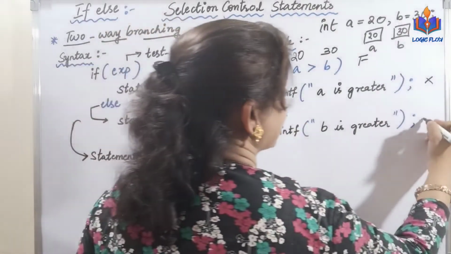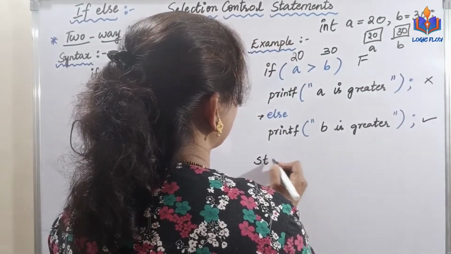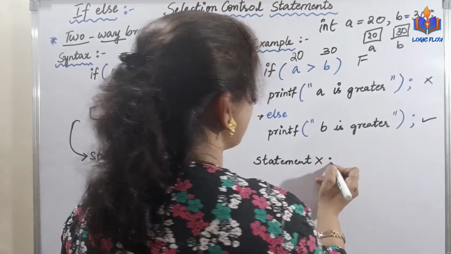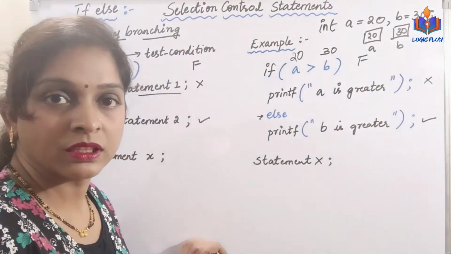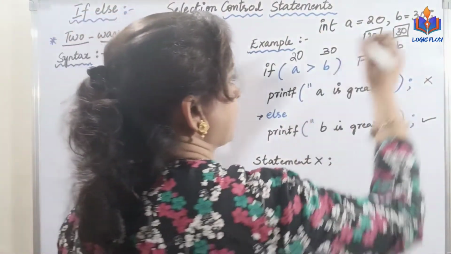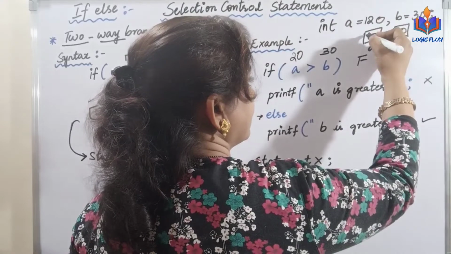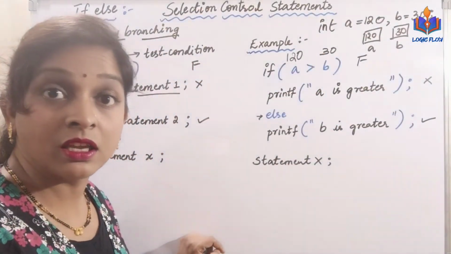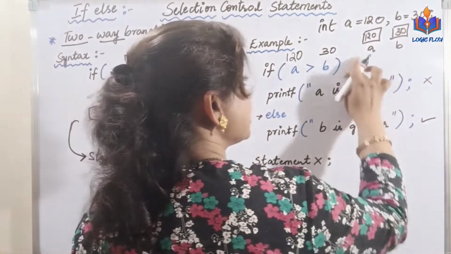Else part of the statement gets executed and continued with statement X that I have in my program. Right. Now, let me change the value. I'll just say 120. The value is 120. Is 120 greater than 30? Yes. Now the condition is true.